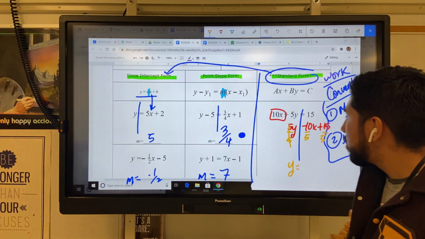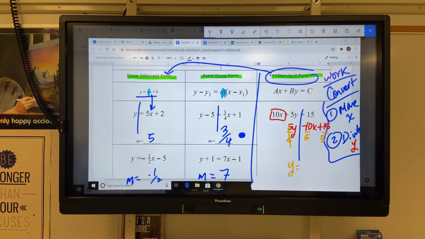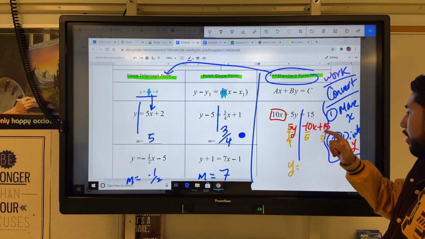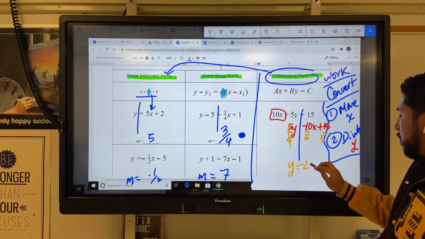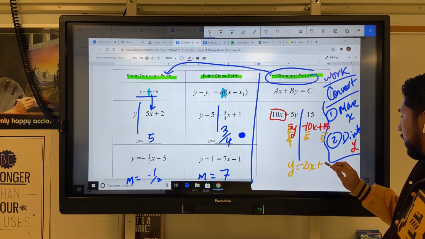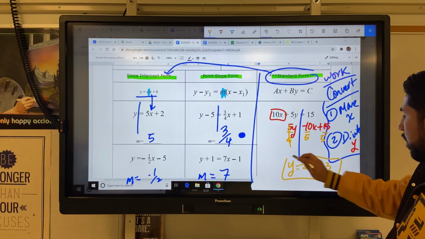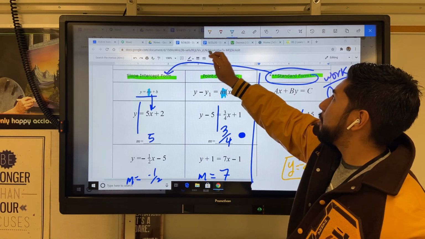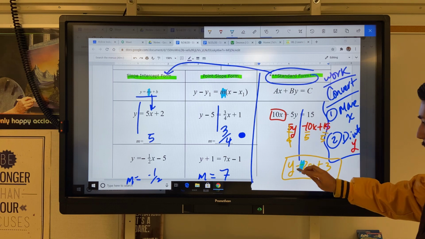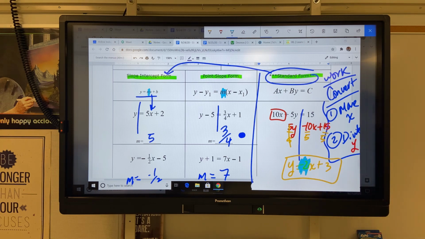Y equals. Divide these very carefully. If you can't divide them, just reduce. Negative 10 over 5 gives me negative 2x. 15 over 5 gives me a positive 3. Who's my slope here, ladies and gentlemen? Let's leave it there. Who's my slope here? Boom. Negative 2.